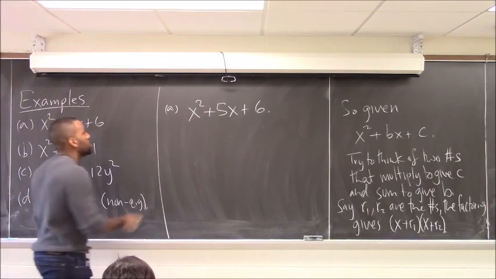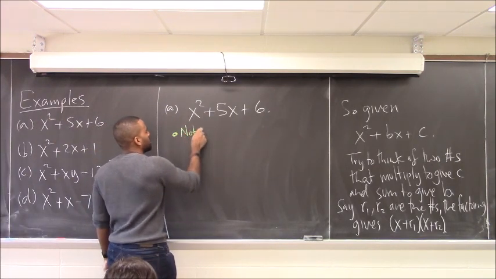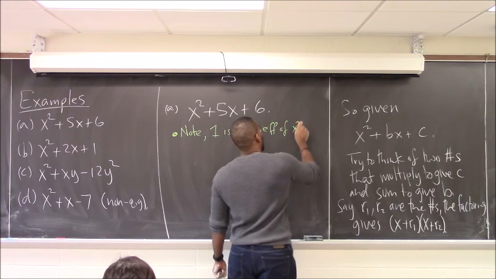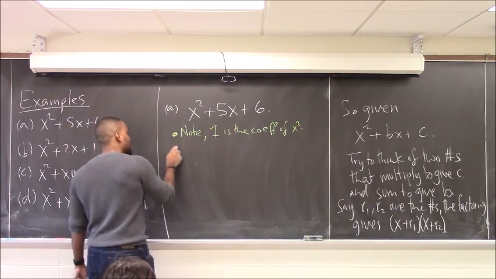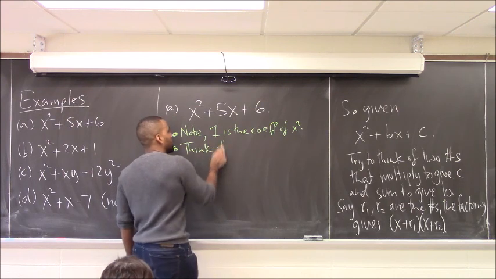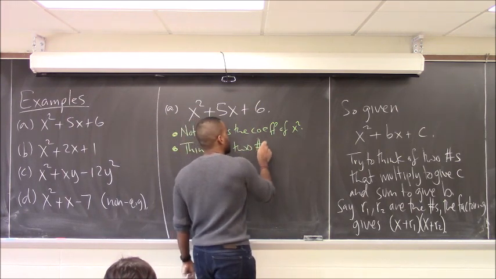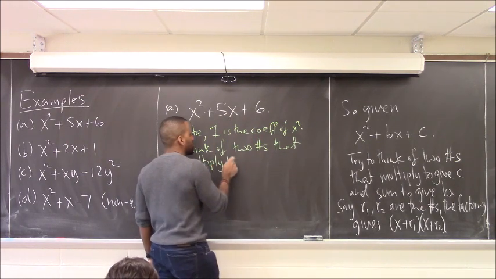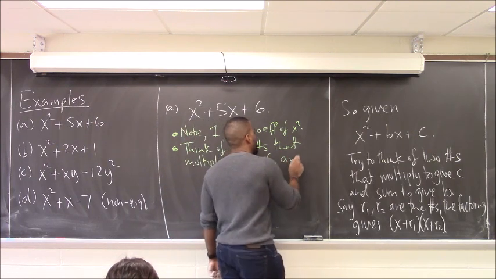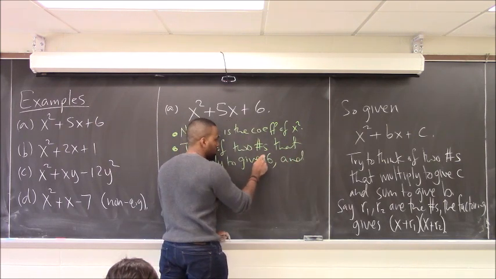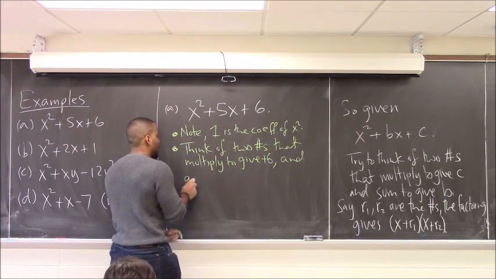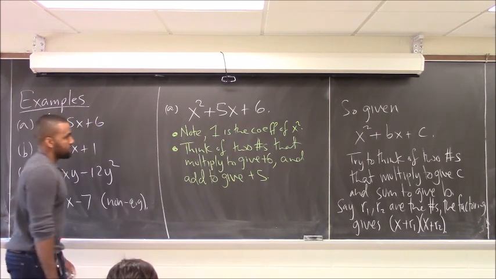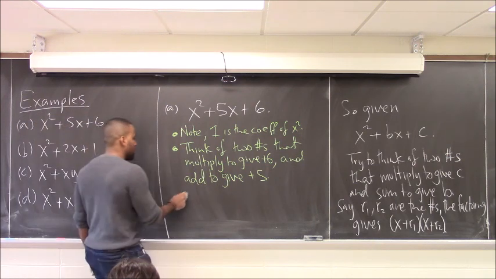Things that should go through your head. The first thing is notice 1 is the coefficient of x squared. Once you notice that, then you're going to think of two numbers that multiply to give 6, and more specifically, you do want to consider the signs that are involved, and add to give positive 5. Can you think of such numbers?